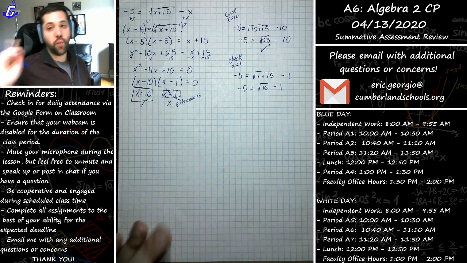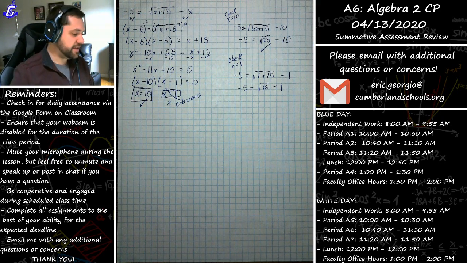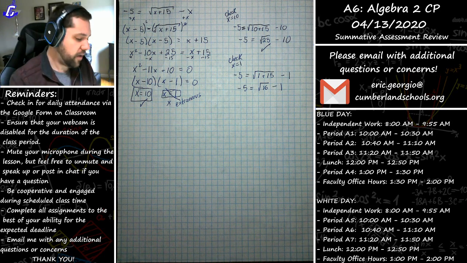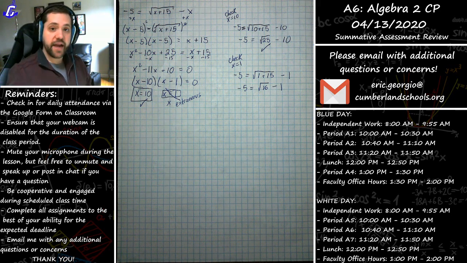But we do at least have one real solution, and that one real solution is x equals 10. Okay? Any questions, comments, or concerns about that? That's definitely a standard difficulty radical equation that you should be expected to do on any sort of assessment. All right? I also want to do a double radical equation with you.